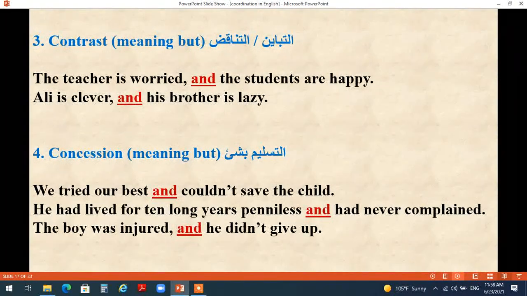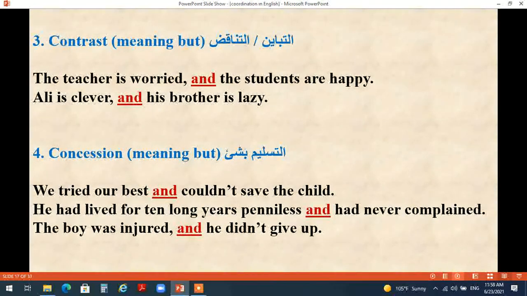Ali is clever and his brother is lazy. Also here you can find some contrast or comparison between two different people having two different characteristics. One of them is clever while the other is lazy. So also we have used and because and can express a meaning of contrast just like but. Number 4, also and can be used to express a concession relation.